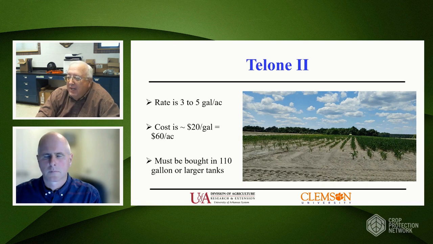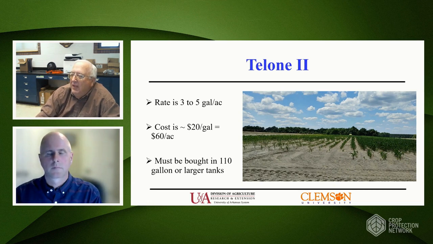There is a limitation to it. You can't buy 5 gallons of telone. You can't buy 10 gallons of telone. You have to buy those 110-gallon tanks. So if you divide that by 3 gallons per acre, you're going to want to treat at least 30 acres, and do it in increments of 30 acres, so that you can justify buying that entire tank and using it at $20 a gallon. You don't want to leave it in the tank and waste it.